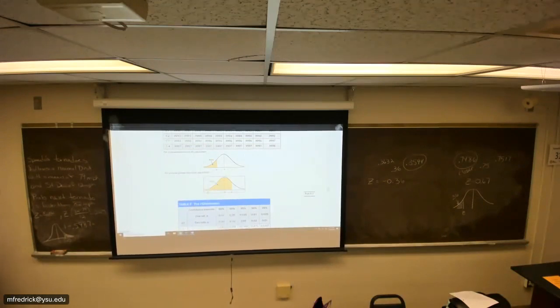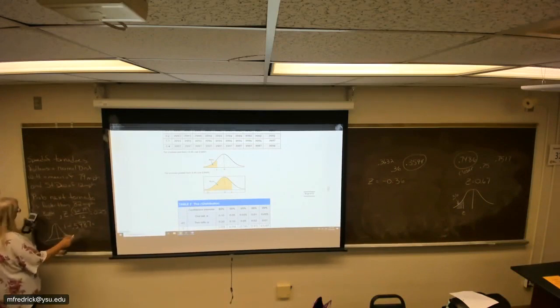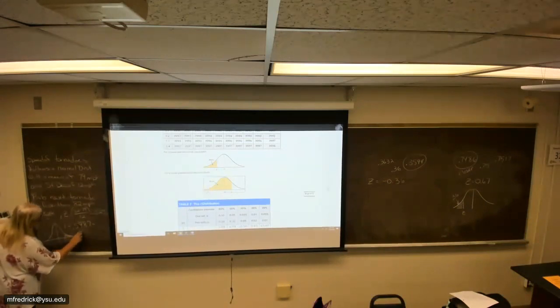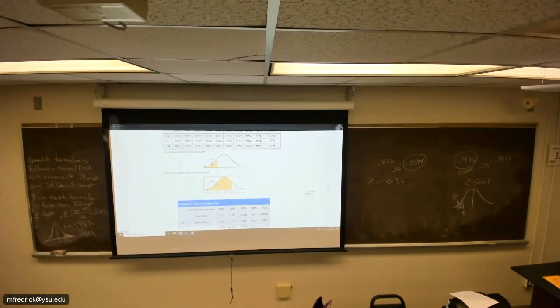So if we said slower than 82 miles per hour, we would have used the 0.5987. If we say larger, then we have to subtract it from 1. So the probability that a tornado is faster is 0.4013, 40%. 40% of tornadoes are faster than 82 miles per hour.